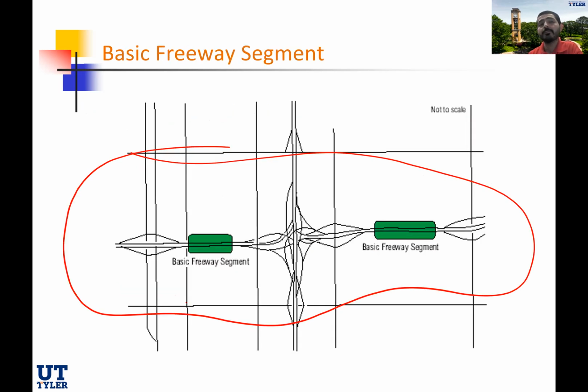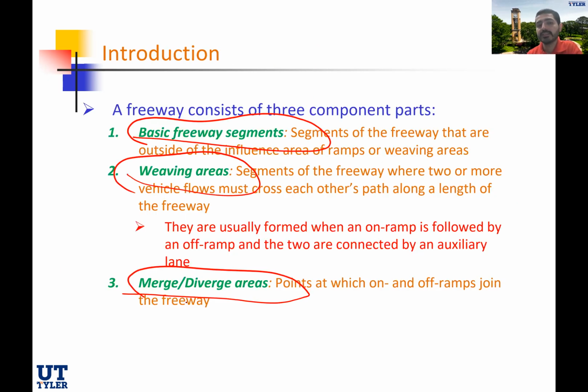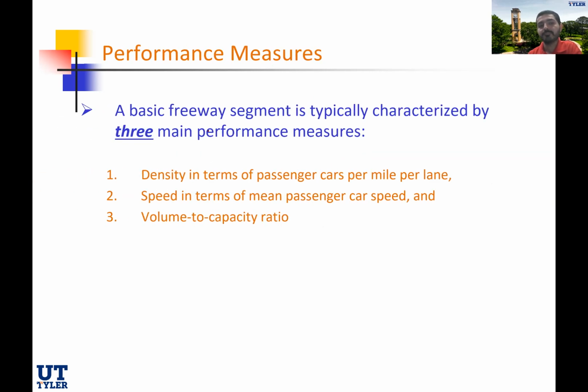Or I can ask you a simple question: which of those three pieces here do we use to calculate the level of service? And the answer is the basic freeway segment. That's another conceptual question that can be asked. What are basic freeway segments typically characterized by? Three main measures. What are they? Basically, the density, the speed, as well as the volume to capacity ratio.